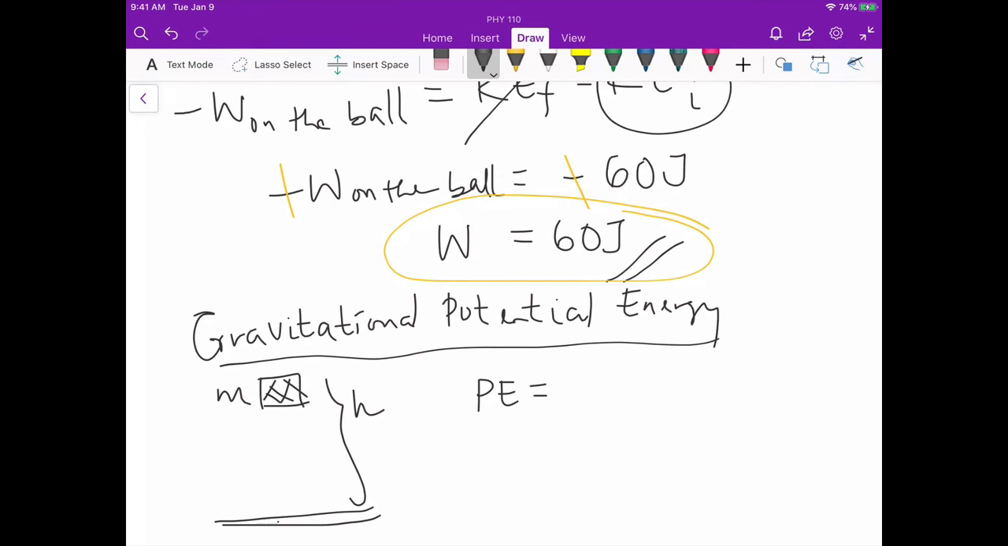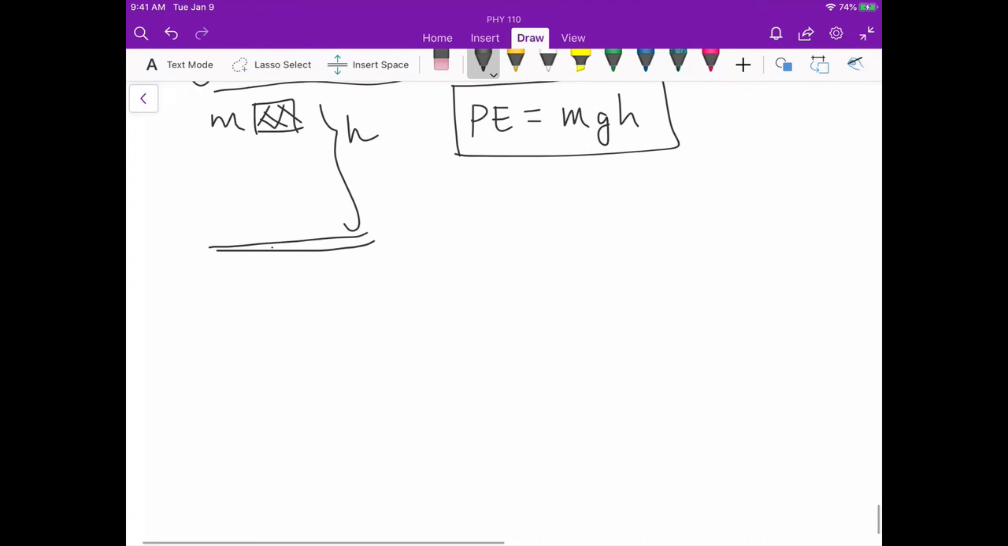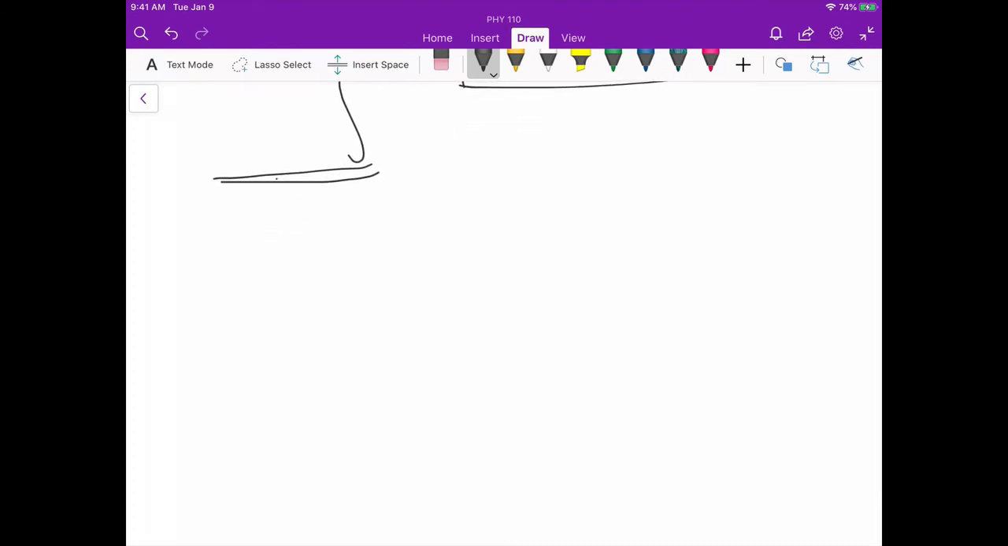But let's just focus on the gravitational potential energy. Gravitational potential energy is calculated as mgh: the mass of the object, gravity, and then how high the object is. That's it. That's how you find the potential energy. And then let's go ahead and try to do an example.